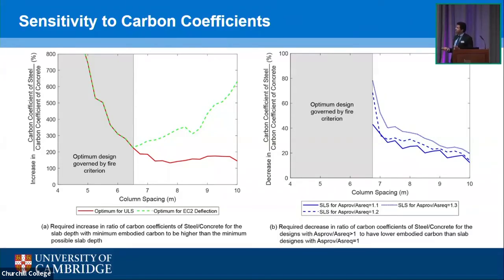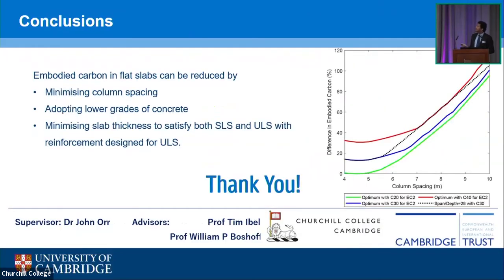This says even if we have the carbon of steel at more than 200% of the current values, the optimum design would still be with the minimum possible thickness. But for increasing the amount of reinforcement to satisfy deflection, there can be chances where we can do this effectively if we have maybe only 20% less embodied carbon steel. So this is the overall potential we can go.